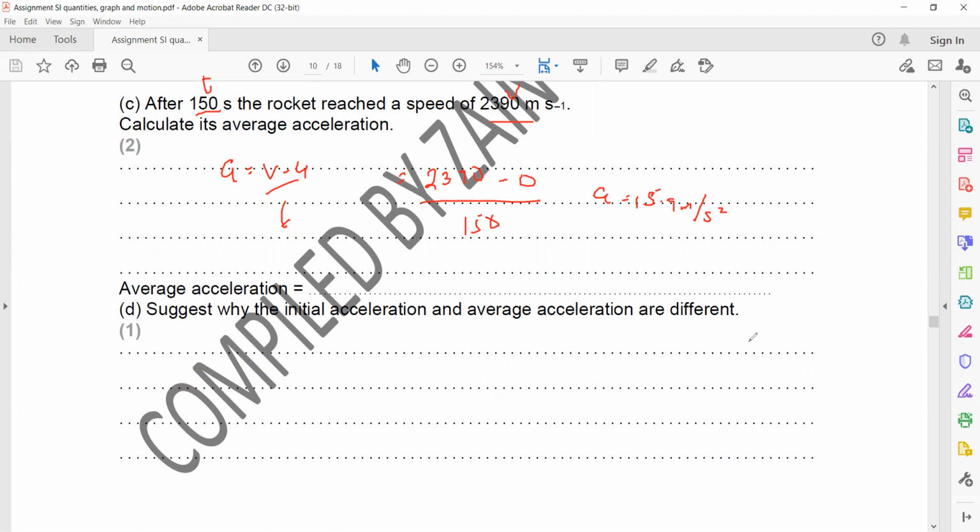So the initial acceleration and the average acceleration are different. The initial acceleration, when we calculated, was 1.38, but the average acceleration is much higher, which is 15.9 meters per second squared. Suggest why the initial acceleration and average acceleration are different. The reason is that this rocket is burning the fuel, so its mass will change, so the weight will also change. The resultant force is thrust minus weight, and the weight is continuously decreasing. If weight is decreasing, the difference will be higher, so the resultant force will increase. Because the mass is continuously decreasing, the weight will also decrease, which increases the resultant force.